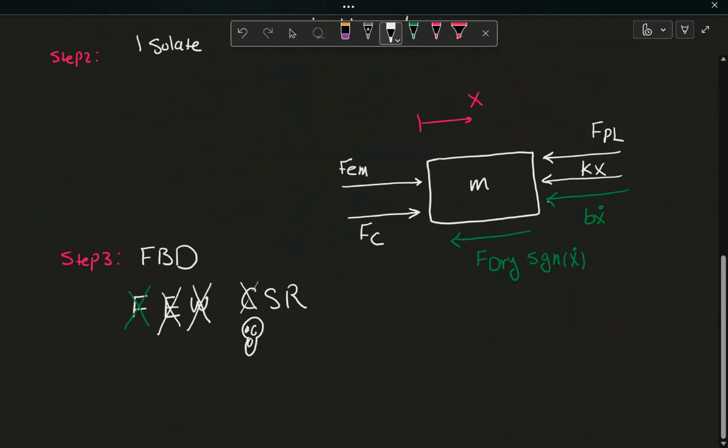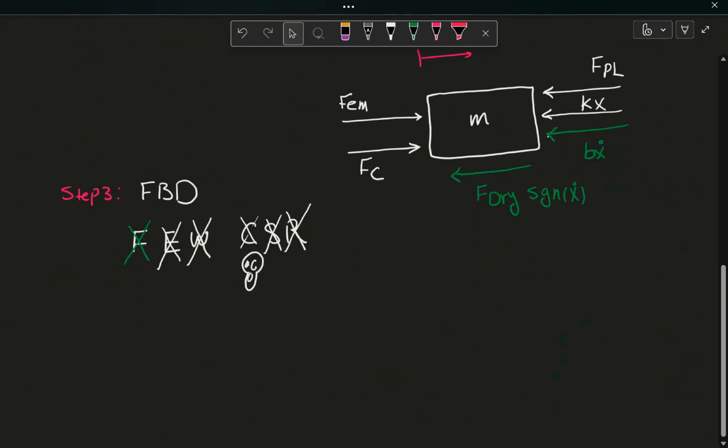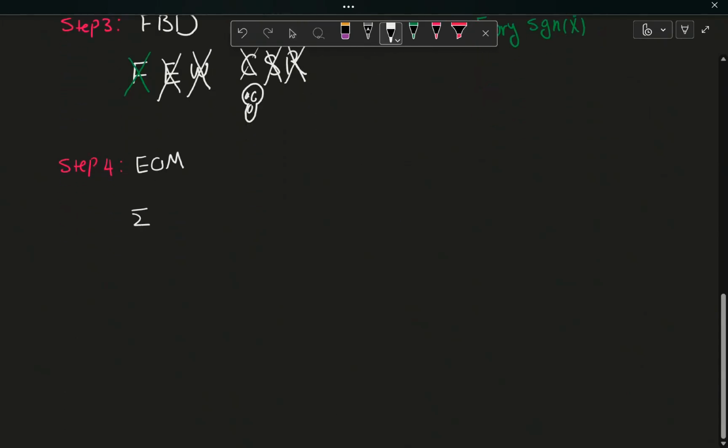Now looking at this problem, we think that we are actually done with the free body diagram because there is no rope in this problem. And we can go to the next step, which is the equation of motion. For the equations of motion, we have summation of the forces along x equals m x double dot.